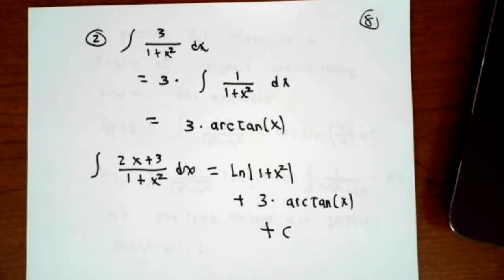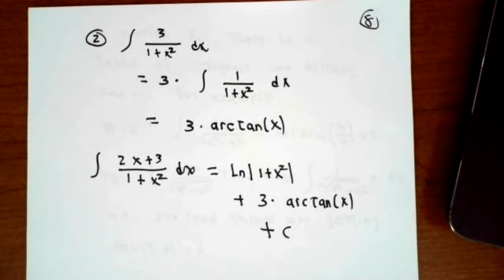The second part was the part that still had the 3 in it. I need to find an antiderivative for 3 over 1 plus x squared dx. 3 is a constant factor, so I can pull it out in front of the integral. And 1 over 1 plus x squared is on our list of things that we know about. The antiderivative for 3 over 1 plus x squared is just 3 times the inverse tangent of x.